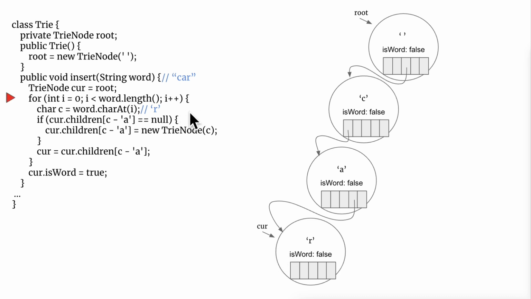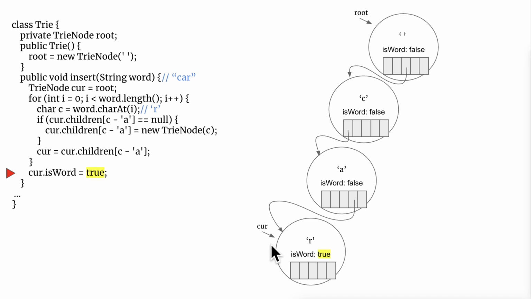Are we going to continue with our for loop? No, we won't, because we have already traversed each character of the given word car and proceed to the next statement. We need to flag that the word we were given, car, is truly a word. We then utilize the cur pointer.